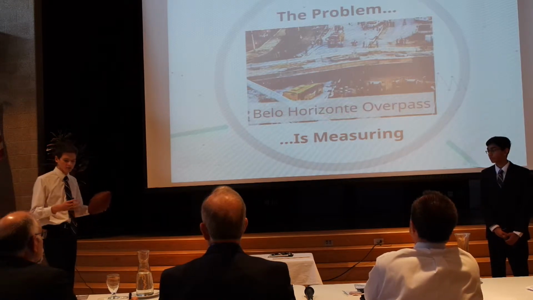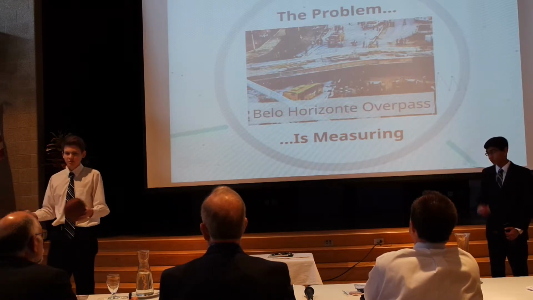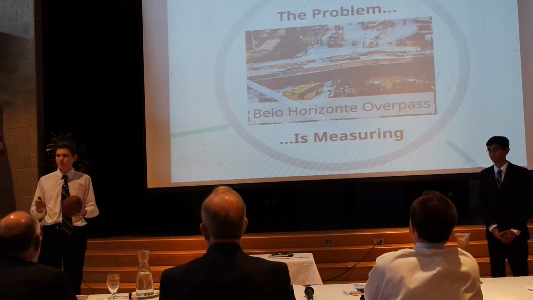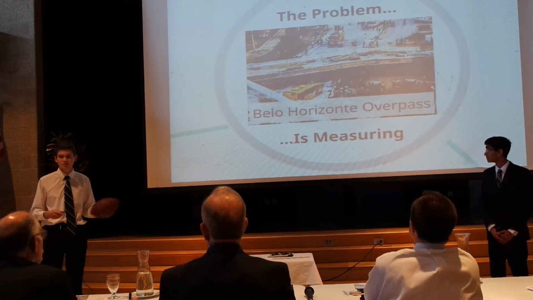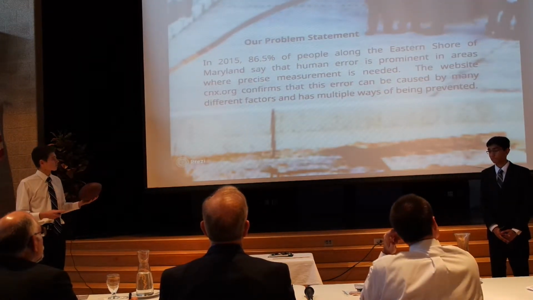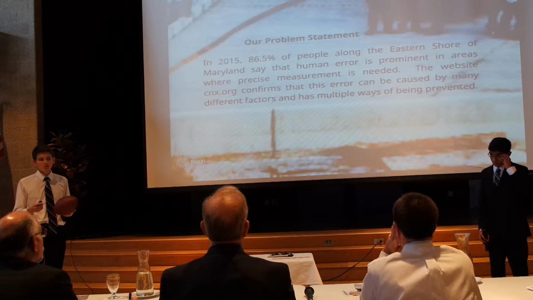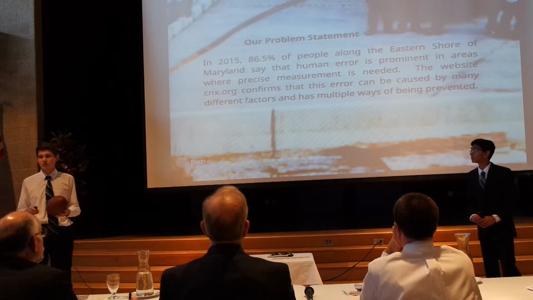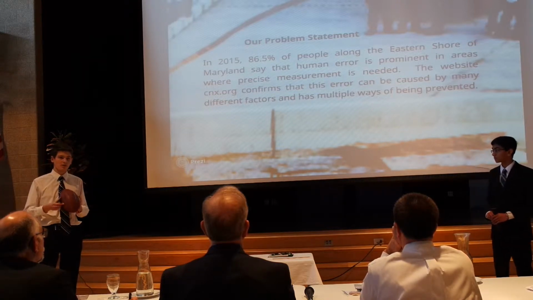They sent an investigator, sent a search team through, measuring. Something wasn't measured right. The beam was cut too short, too long. This whole thing came down because of that. So, because of what we have learned from the research and our survey, we found that a little under 87% of people think that measuring is a problem around our area and that it can be solved.